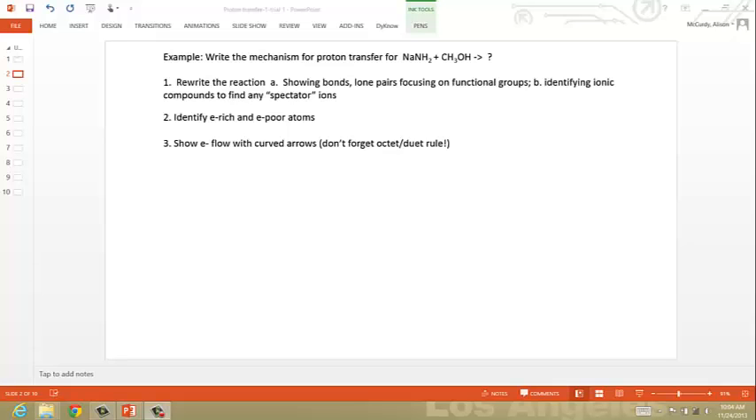Okay, now we're going to look at an example in which you can practice using your basic understanding of organic reaction mechanisms to analyze a reaction you may not be familiar with. All right, so the question here is: write the mechanism for the proton transfer for these two compounds. The two compounds are sodium amide and methanol.